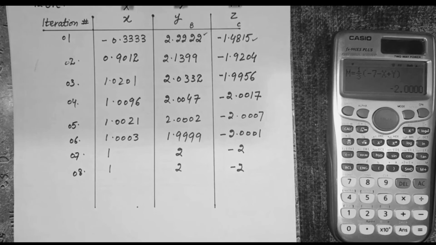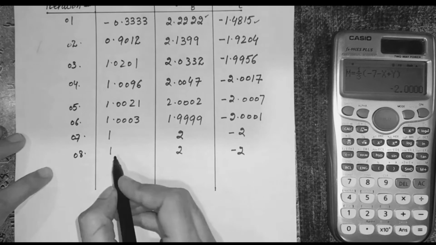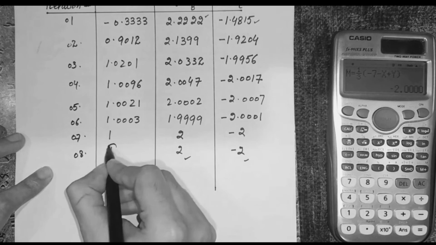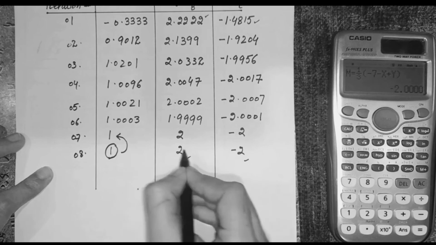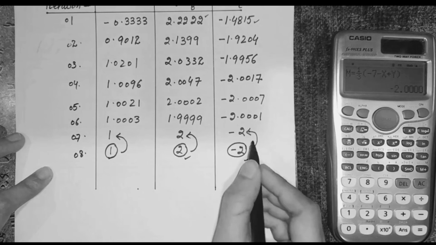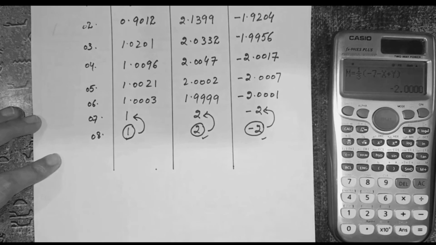Now let me tell you a bit about the stopping criteria. We can't just go on and on. If the last value of x matches the previous value of x, y matches the previous y, and z matches the previous value, it means that we are done. We have got an answer.